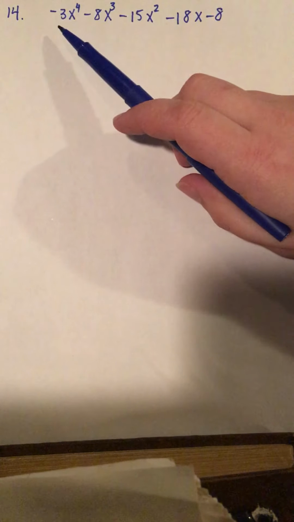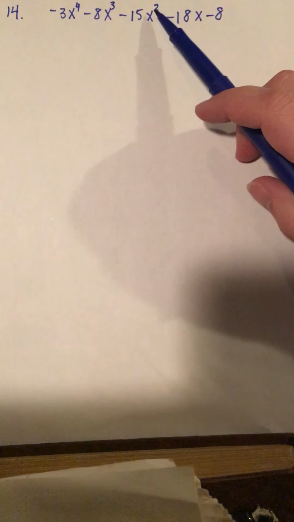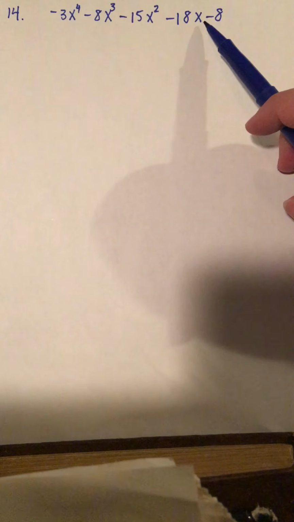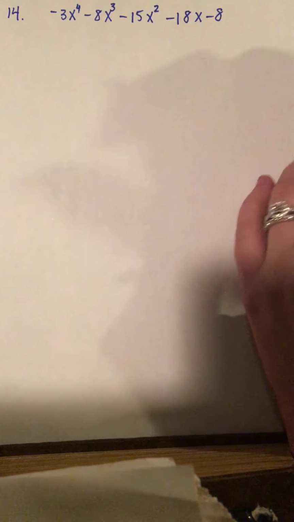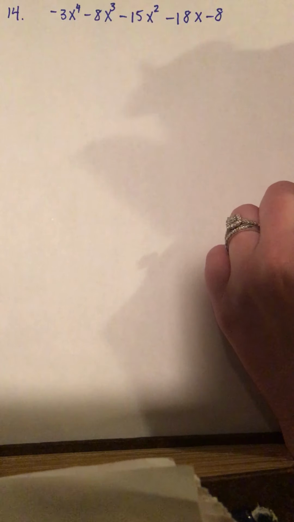Alrighty, let's look at number 14. It's negative 3x to the fourth minus 8x cubed minus 15x squared minus 18x minus 8. And we want to find all the zeros and then factor it over the real numbers and over the complex numbers. So I'm going to start again with the rational zeros theorem.